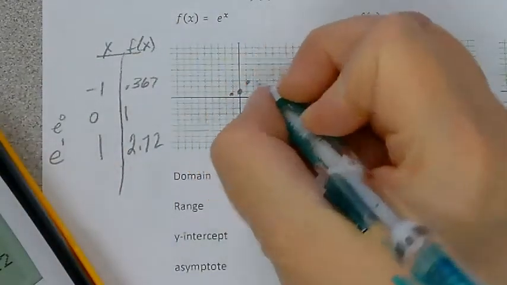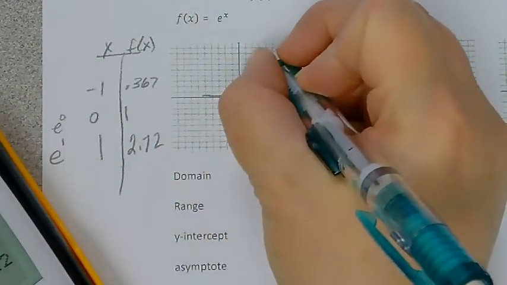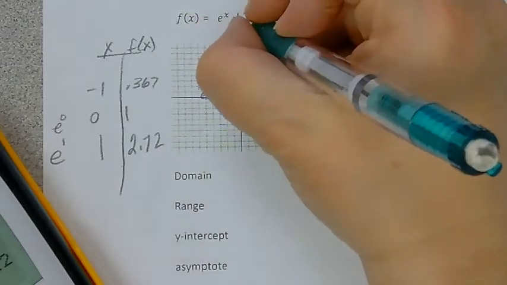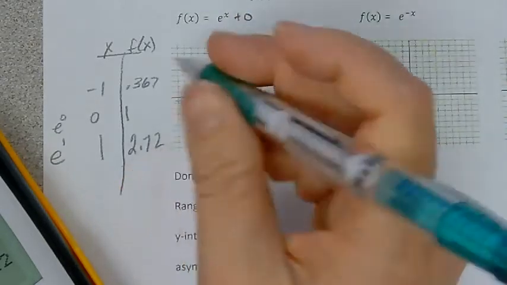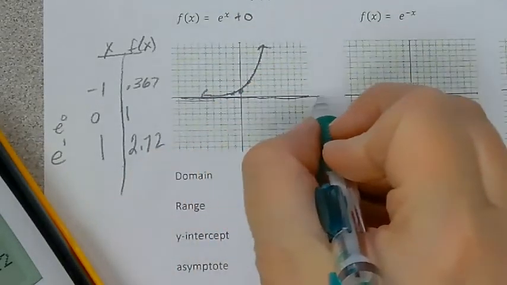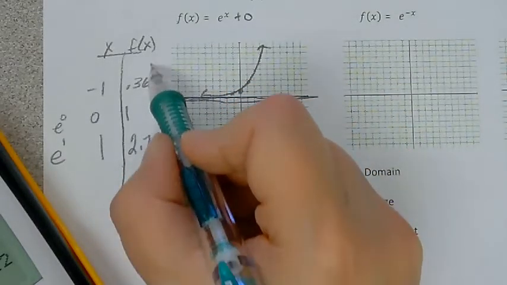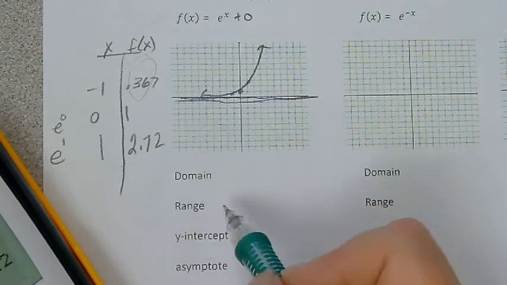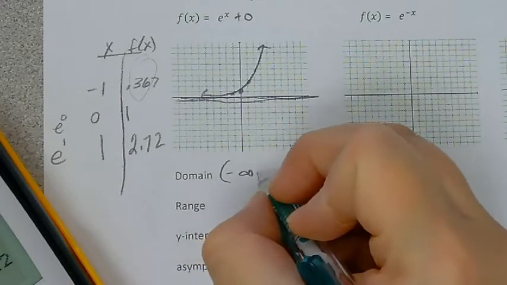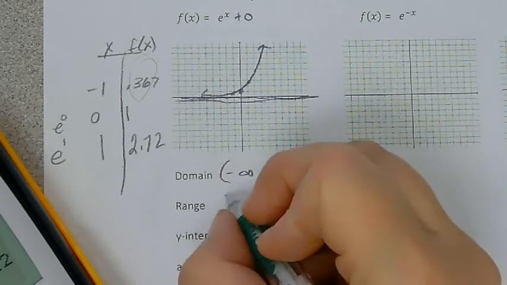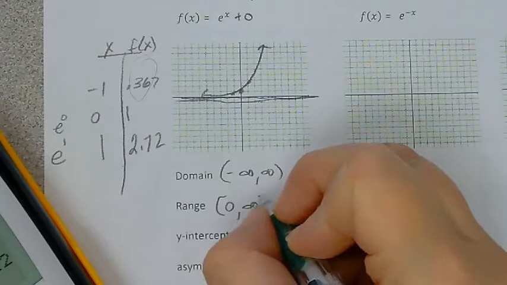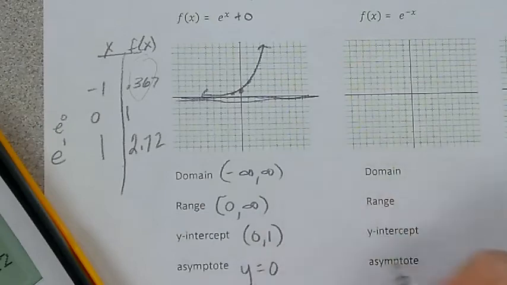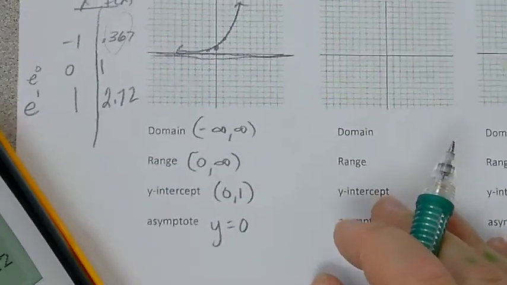So at negative 1, it's at 0.367. So it's going to look something like this. Just like in the other graphs, I'm having nothing added here, so that means that it has an asymptote at 0. So this is going to keep getting smaller and smaller, but it will never get smaller or touch the number 0. So the domain on this one is negative infinity to infinity. The range is parentheses 0 to infinity. The y-intercept is at (0, 1), and the asymptote is at y equals 0 because we're not adding anything.